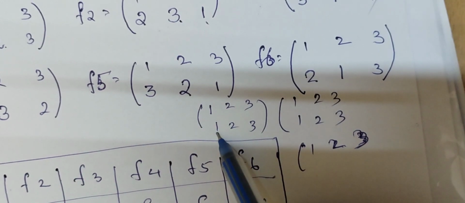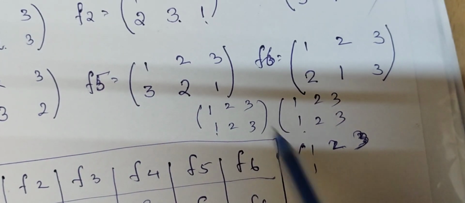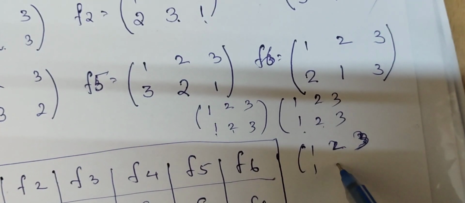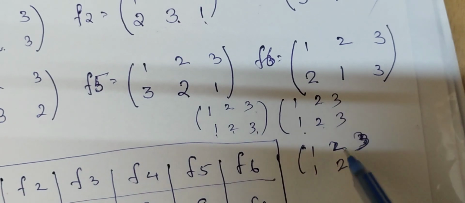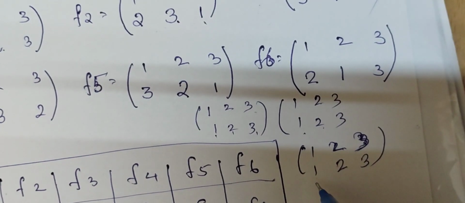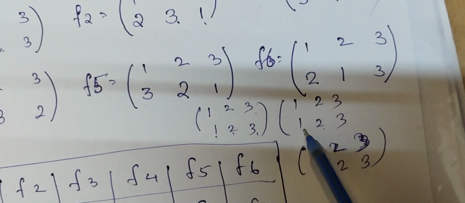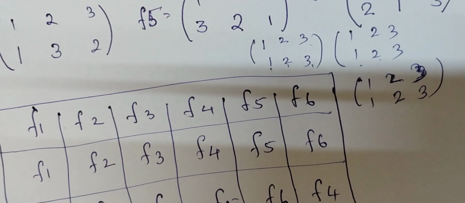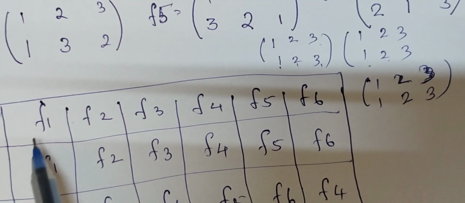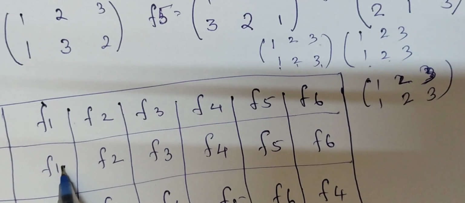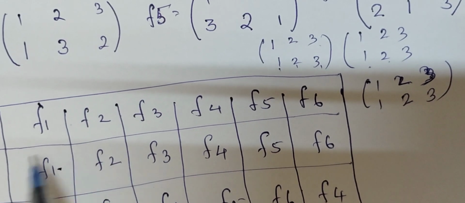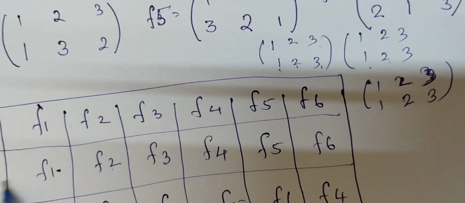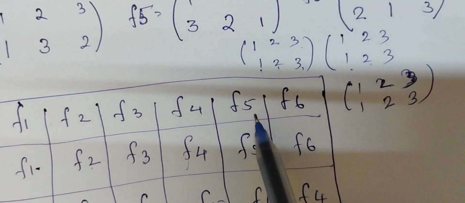Now 1 goes to 1 and here 1 goes to 1, its value is equal to 1. 2 goes to 2 and this 2 goes to 2, that is equal to 2. Then 3 goes to 3 and 3 goes to 3, that is equal to 3. So this is the multiplication way. In this way, F1 into F1 is equal to F1, that is F1 composition F1. Then F1 composition F2, F1 composition F3, F1 composition F4, F5, F6.